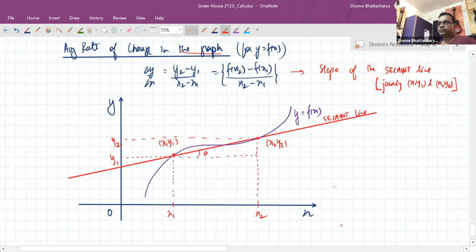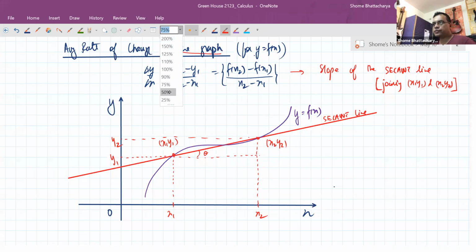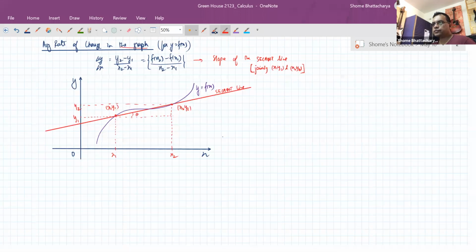Sir, so we can calculate it either by calculating tan theta or by y2 minus y1 upon x2 minus x1? Yes, exactly. So if we have the formula of the function, we can use this formula for average rate of change, y2 minus y1 upon x2 minus x1. If we have the graph of the function, then we have to actually plot these 2 points, join them with a straight line and find the slope of that straight line as tan theta.